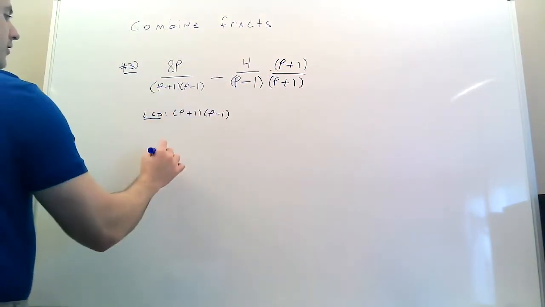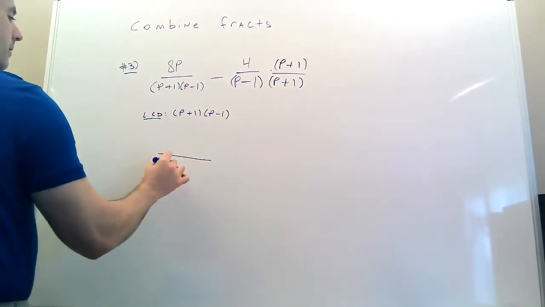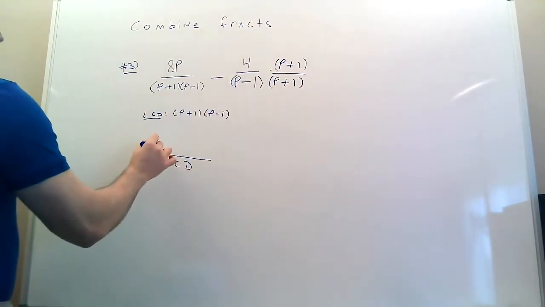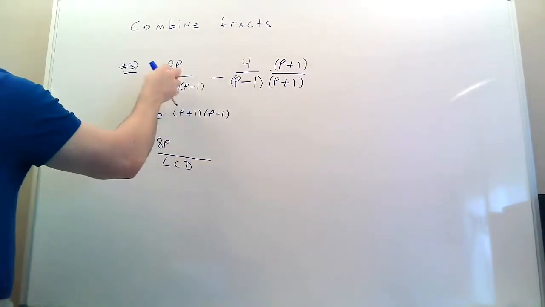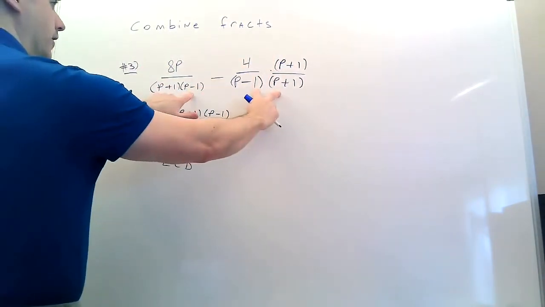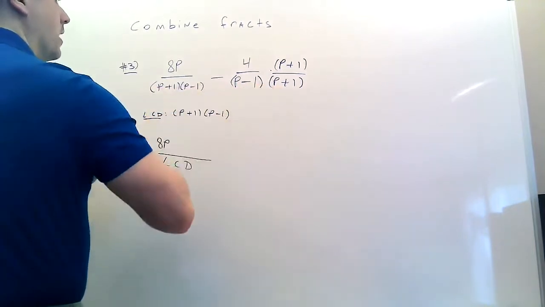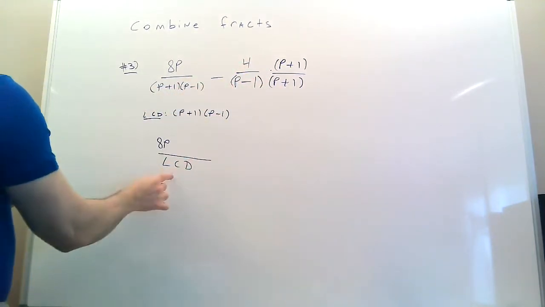Now, I made the bottoms the same, right? P plus 1, p minus 1. I don't want to write it because I'm lazy. So I have 8p. I'm going to combine them now, right? Now they're the same. Look, they're identical. Oh, but they're opposites. Still the same. P minus 1, p plus 1. I'm going to combine them into one fraction.